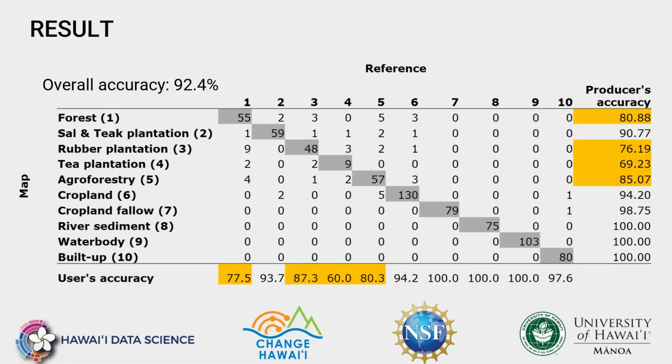The results suggest a decent accuracy of 92.4%. However, the results suggest that forest, rubber, tea, and agroforestry, which are all plantation types, and forest are all mixing up with each other. However, plantation like sal plantation area is quite well separated. I believe it's due to its leaf shedding during the winter and summertime, so that might be the reason it is easy to differentiate.